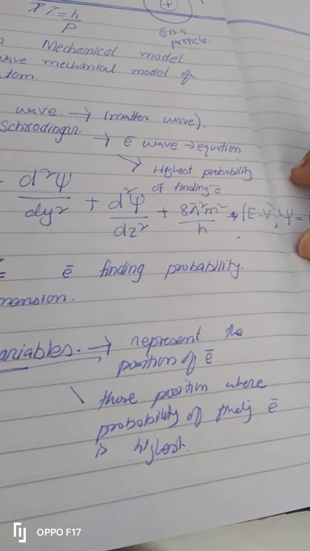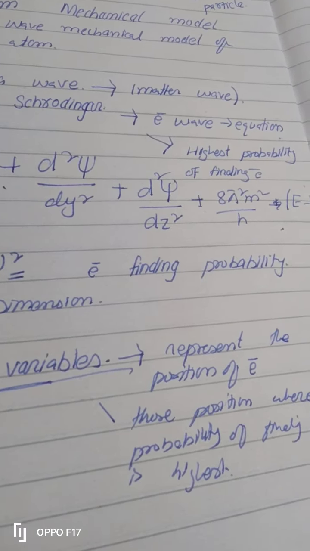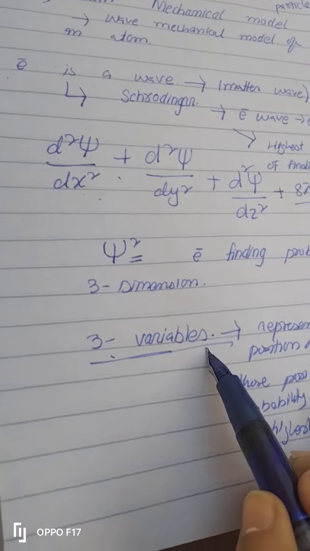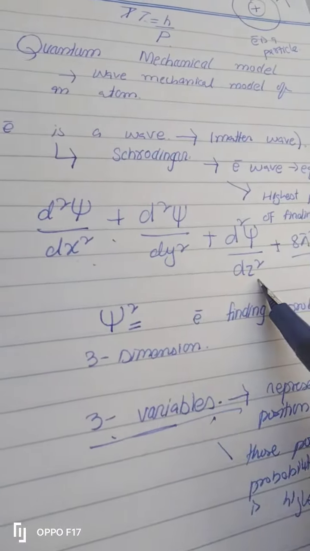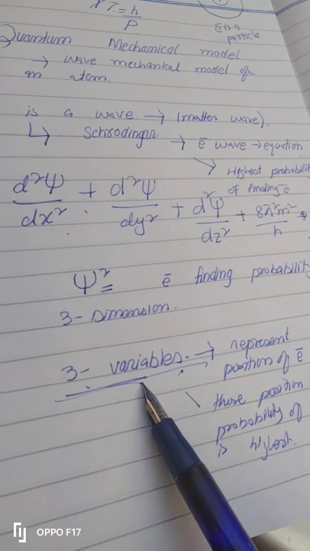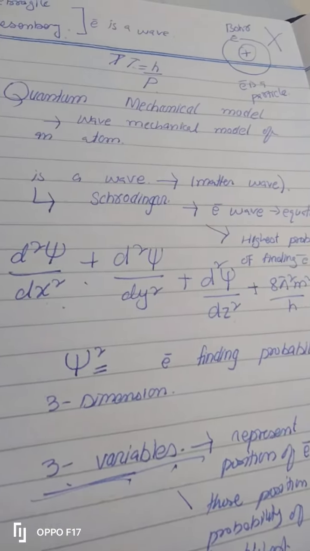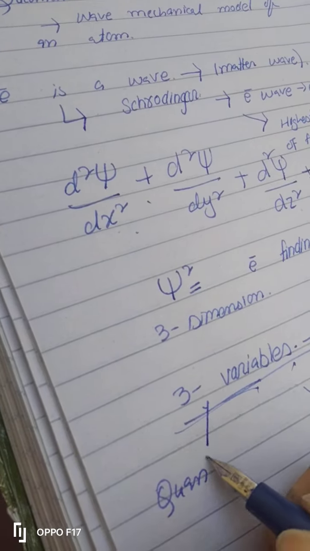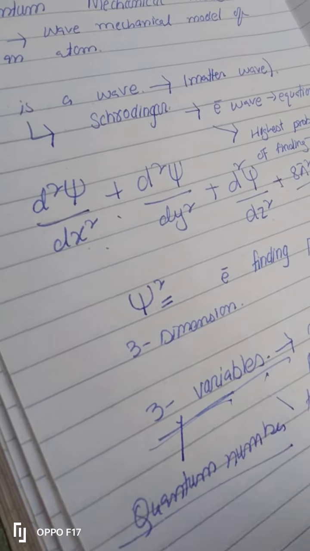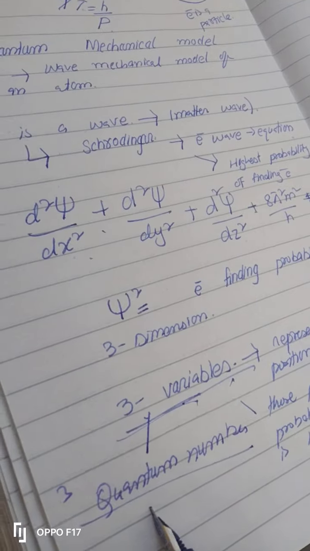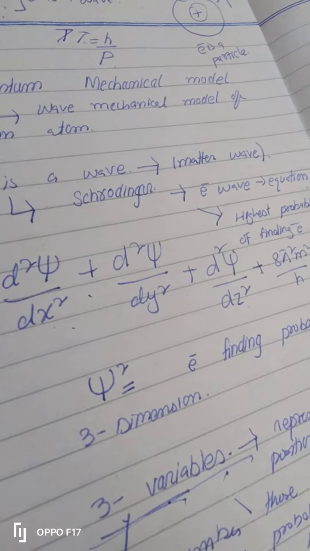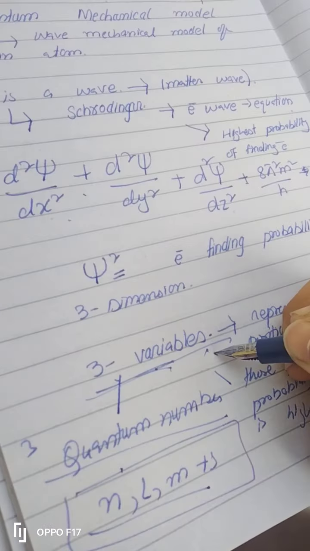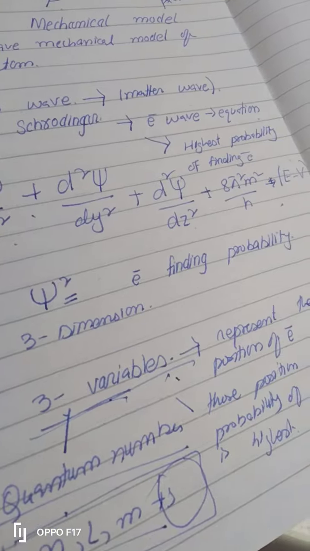Obviously this equation is not in our course, but I have written it. The solution is also not in our course, so we won't be doing the whole solution. But after solving this equation, we will get three variables. Why three variables? Because we have used three dimensions, x, y and z. These three variables represent the position of the electron, where the probability of finding the electron is the highest. These three variables are known as quantum numbers. There are three quantum numbers because there are three variables. But now there are four, because one was discovered after this: n, l, m and s. The first three were found by using this Schrodinger wave equation, but s was discovered after this.